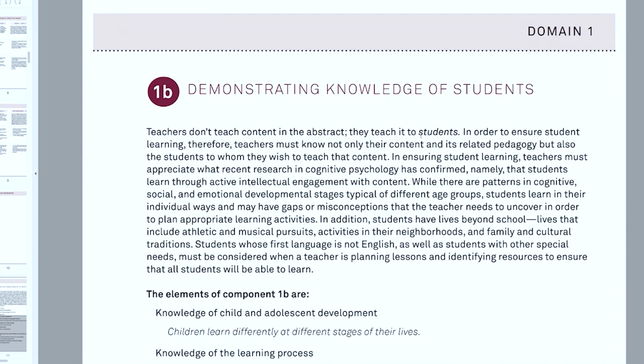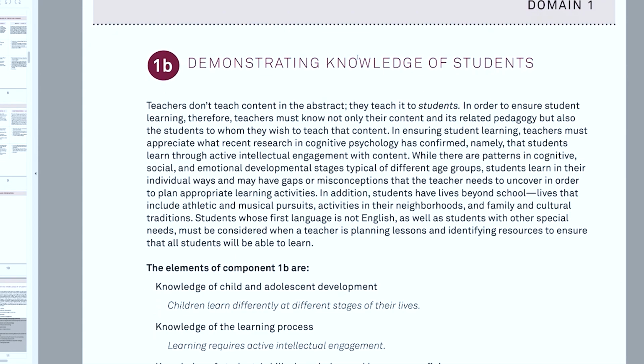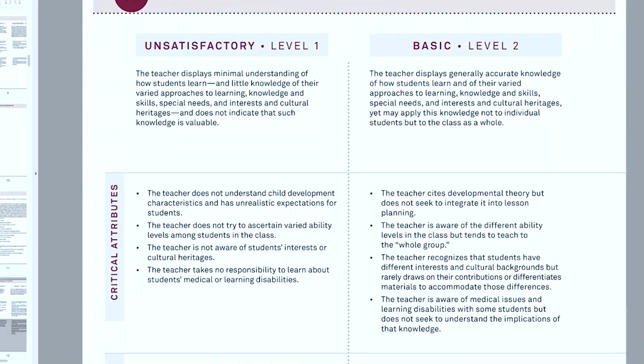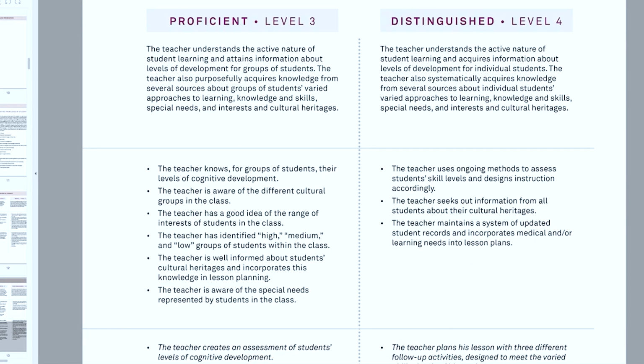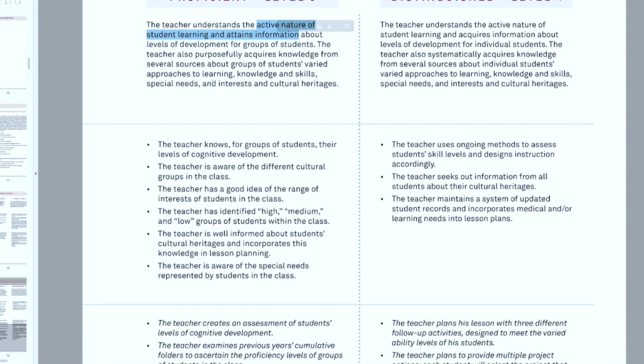Now, here, we're down here. Here's demonstrating knowledge of students. Now we've got all this, unsatisfactory, basic. Let's go to the proficient. And we have the teacher understands the active nature of student learning and attains information about those levels. And then it gives you the examples here. It's really important that you pull this and you look at it and you understand how to meet these levels. Now, this is the overarching Danielson rubric.